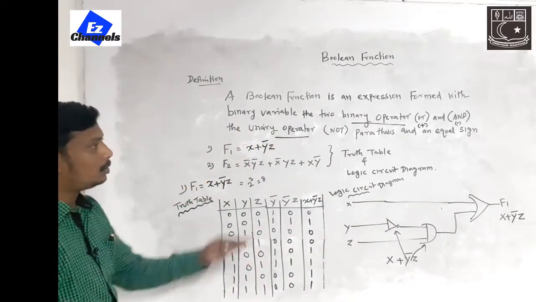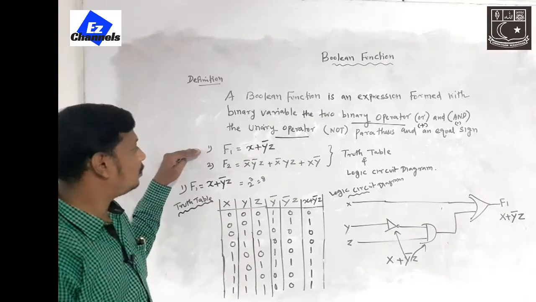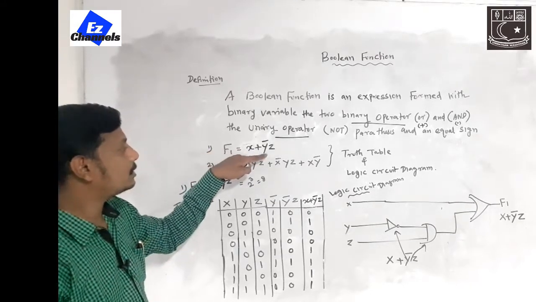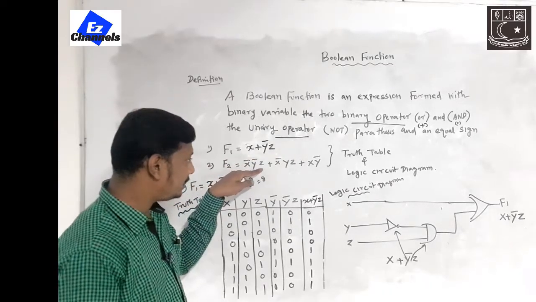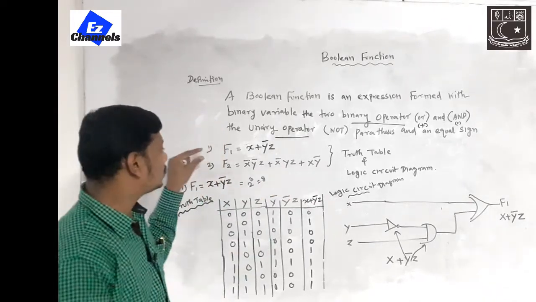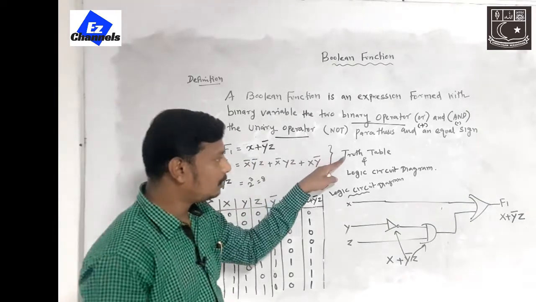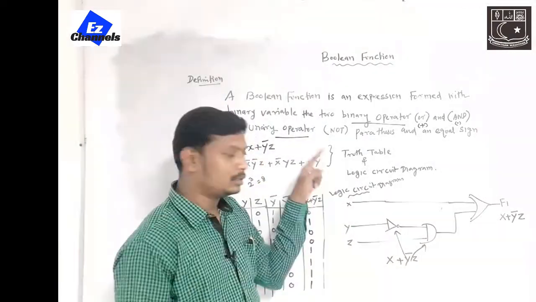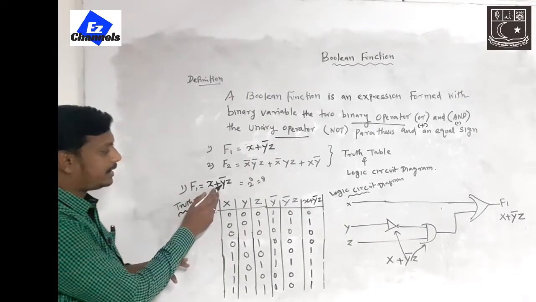Next, two functions are given. The first function is F1 = x + y'z. The second function is F2 = x'y'z + x'yz + xy'. For the first function, I will solve the truth table and draw the logic circuit. So coming to the first one, F1 = x + y'z.